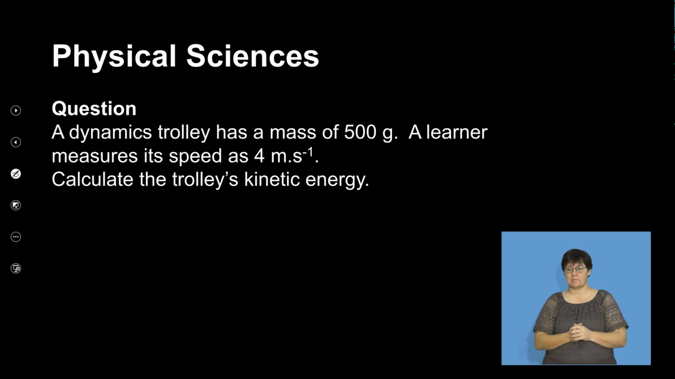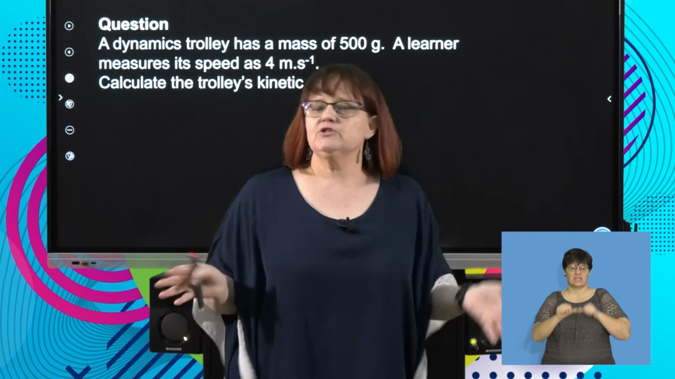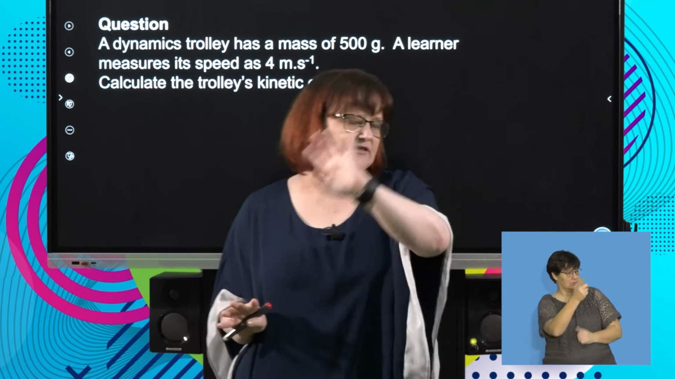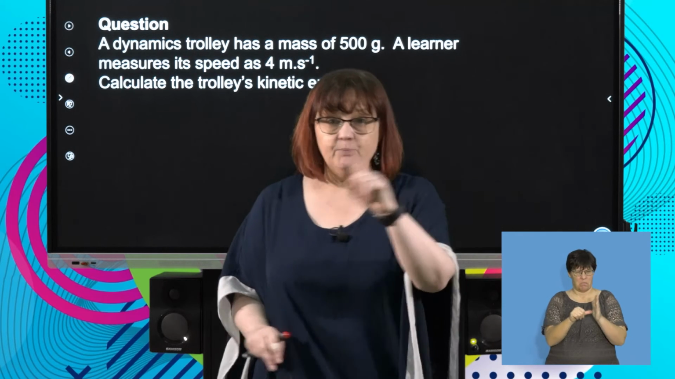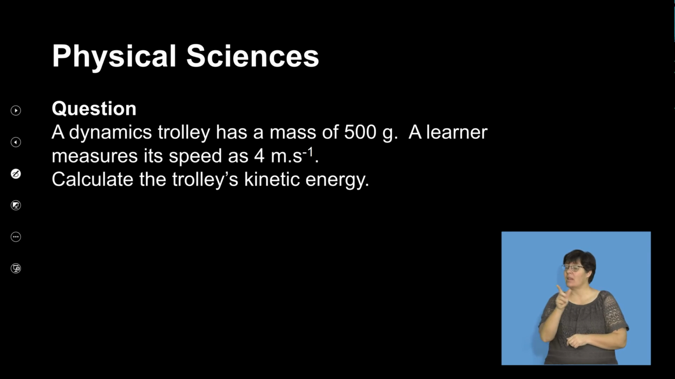A dynamics trolley. Guys, all a dynamics trolley is, it's a wooden block that has wheels on it that we use in a physics lab. Don't stress if you don't know what it is, okay? That's not important. What's important is that they tell you it has a mass of 500 grams. We measure its speed at 4 meters per second.